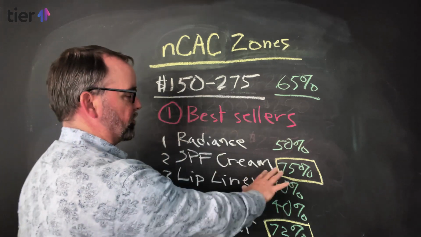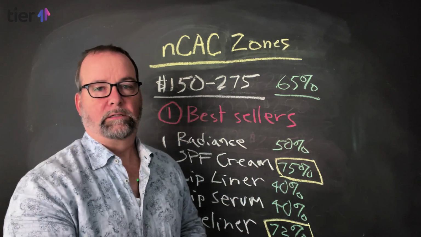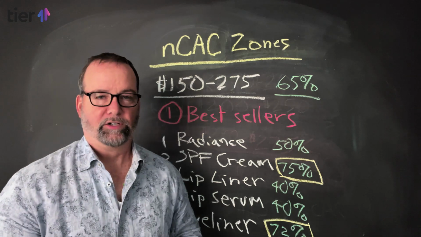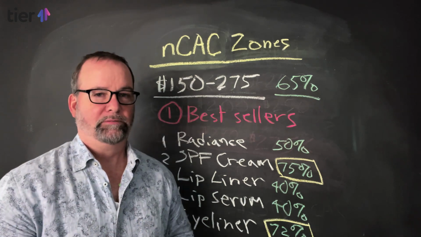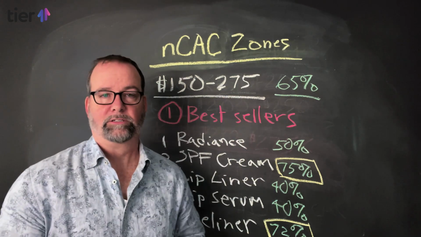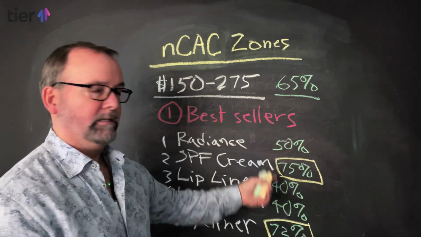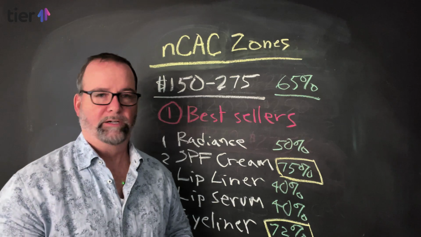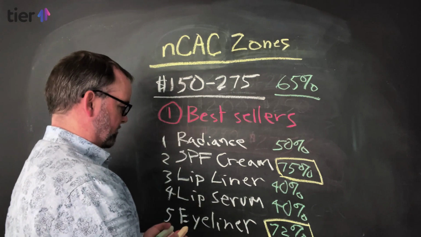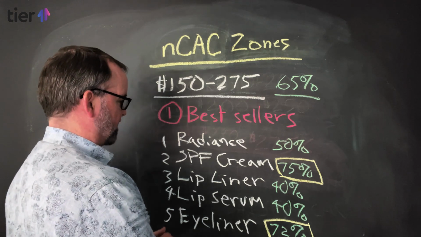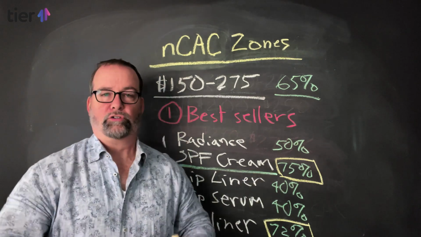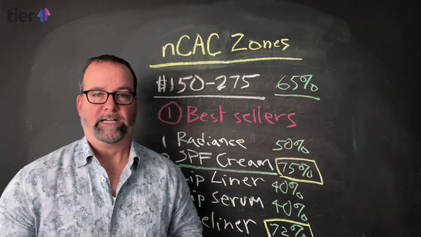So here's what we do usually when we look at a client that says, all right, well, I'm not really sure what I should market first. I'm not really sure what ads I should market first when they come to us. We go through the nCAC calculations globally, then we go through their individual products and we start to determine, okay, well, maybe we should really focus a lot of our energies based upon this product right here, okay? The SPF cream. So then you create creative around that.